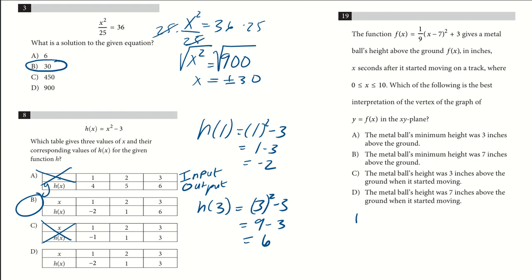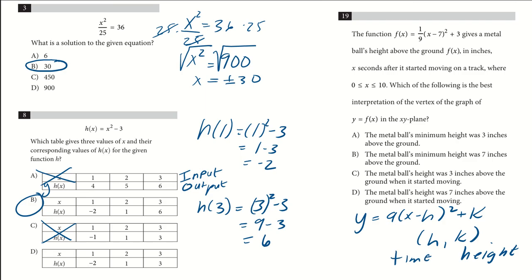The first thing you would need to know is vertex form of a quadratic. When I have vertex form of a quadratic, this is what it gives me, where my vertex is h comma k. I know that for my vertex, it's an x and a y. In this case, it says that my f of x is the height, so we're going to put height here. And then I know that my input is my time, so that's time in seconds.